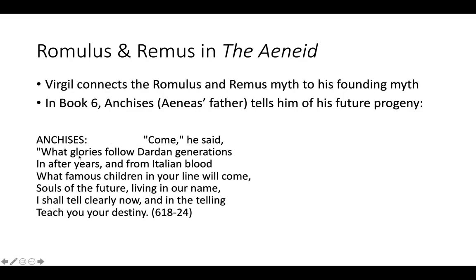Anchises says, "Come, what glories follow Dardan generations in after years, and from Italian blood what famous children in your line will come, souls of the future living in our name. I shall clearly tell you now, and in the telling teach you your destiny." So this is a dead father telling his son of the many famous children in his line that he will father. This is a long speech. He's telling all sorts of people he'll father, who are historical and mythical figures of Rome.